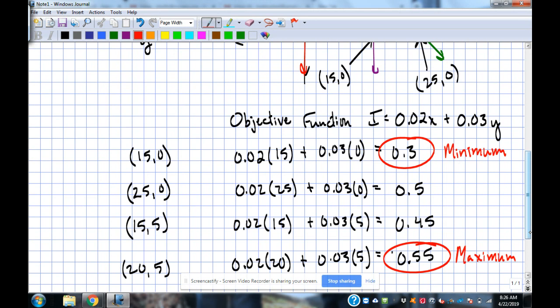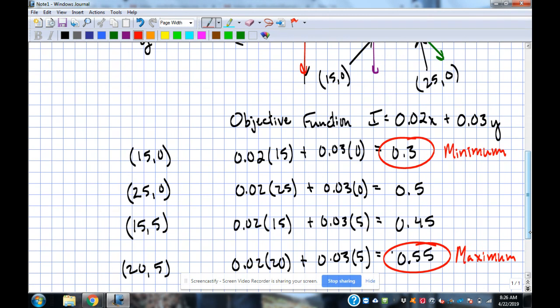In the context of a word problem, that would tell us, if we're trying to maximize something, say that objective function is a profit function, and we're trying to maximize profit. That's what you want to do in business, right? Then we would know that we need 20 of this and 5 of that to maximize our profit. That would be in the terms of a word problem.